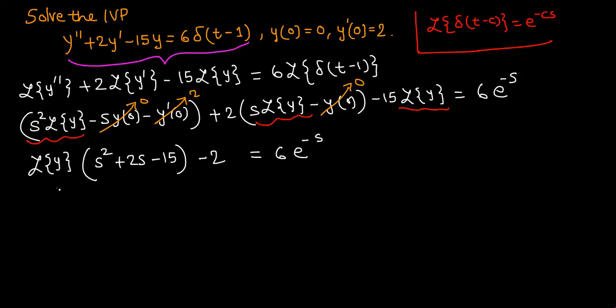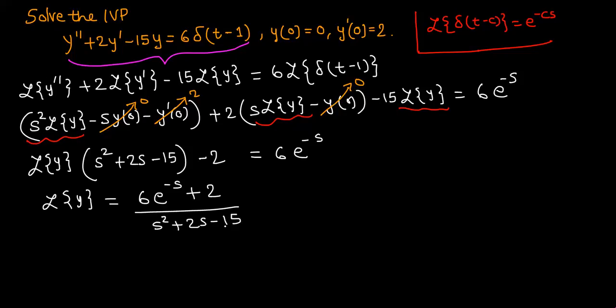Now we are supposed to isolate L(y), then take the inverse Laplace and get y back. So let's move the negative 2 to the other side, it becomes plus 2, and divide by this factor. So L(y) is equal to (6e^(-s) + 2) divided by s² + 2s - 15. Now to get the answer y as a function of t, we need to find the inverse Laplace of this function. That's the next part.